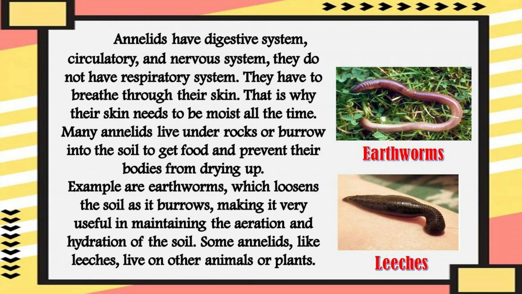Many annelids live under rocks or burrow into the soil to get food and prevent their bodies from drying up. Examples are earthworms, which loosen the soil as they burrow, making them very useful in maintaining the aeration and hydration of the soil. Some annelids, like leeches, live on other animals or plants.